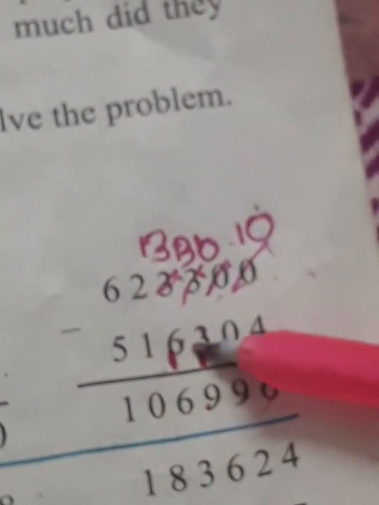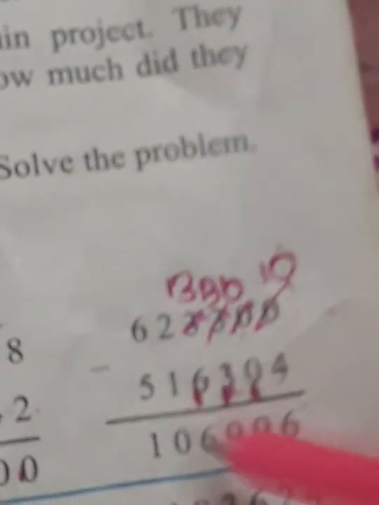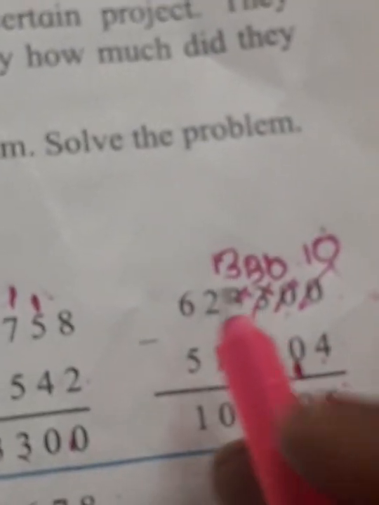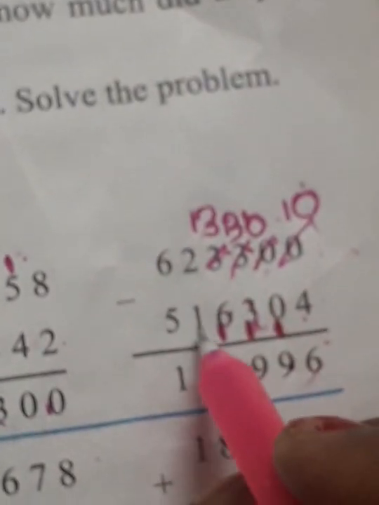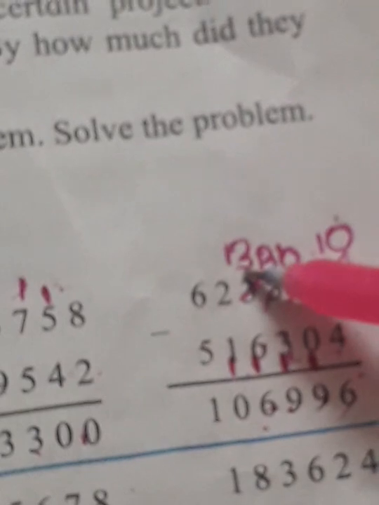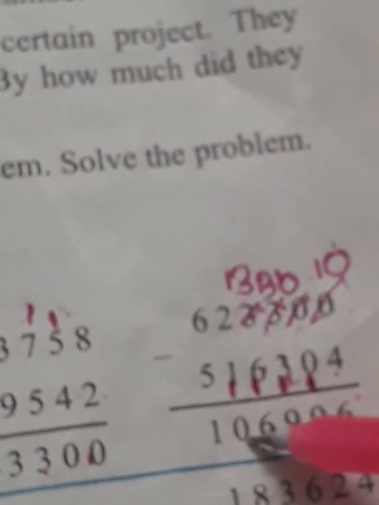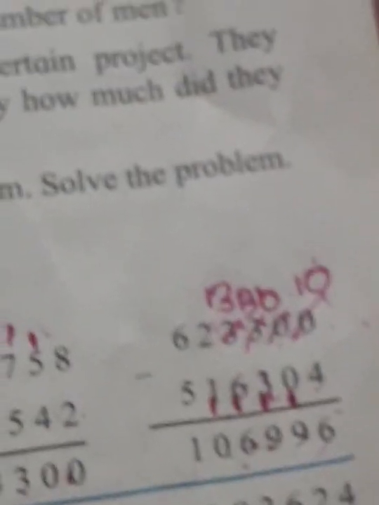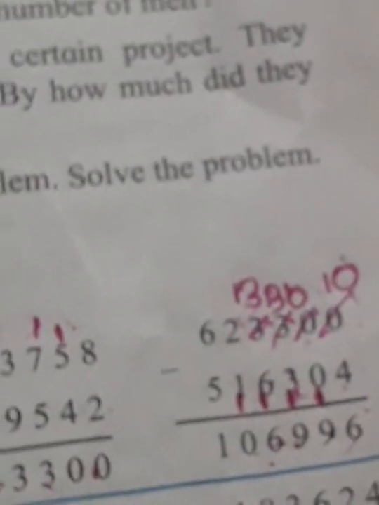13 minus 7 you will get 6. And since we are assuming here, what do we have to do? 1 added. Okay, so 2 minus 2 you will get 0. No need of assuming here because 2 is sufficient; 2 minus 2 will get 0.